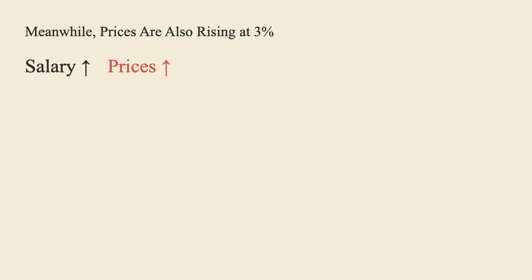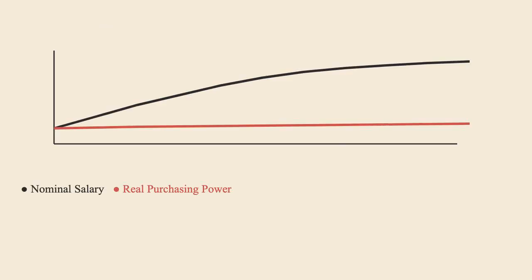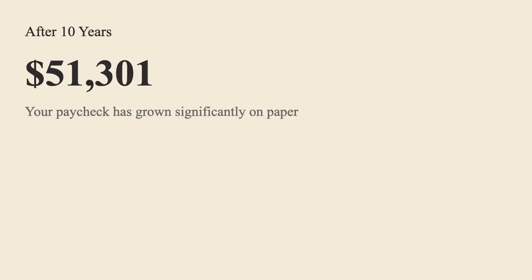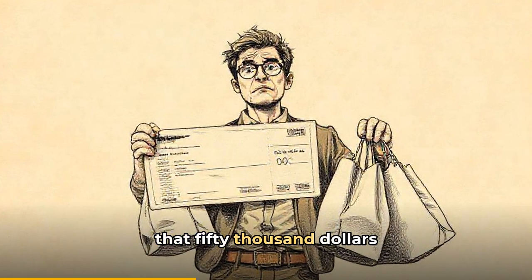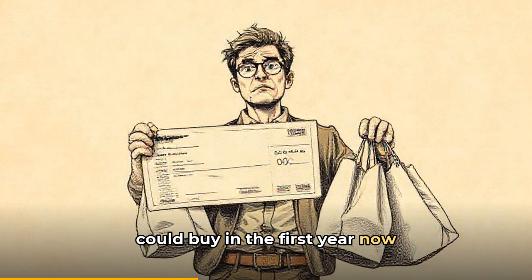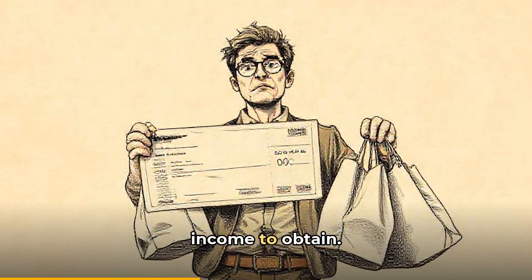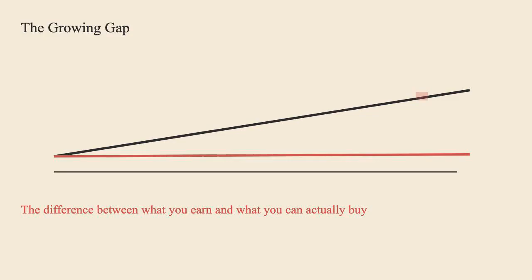At the same time, the price level is also rising at 3% per year. When the two lines are shown together, the nominal salary line moves upward, yet the real purchasing power line stays nearly flat. After 10 years, the paycheck has grown to $66,900 on paper. However, the goods and services that $50,000 could buy in the first year now require almost the same real income to obtain. The animation makes the gap visible by showing both lines on the same graph, so the difference between nominal growth and real growth becomes clear.